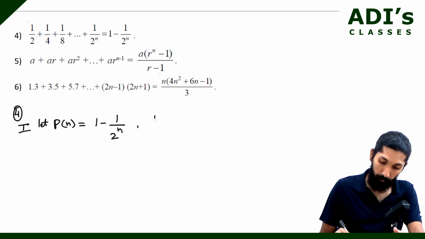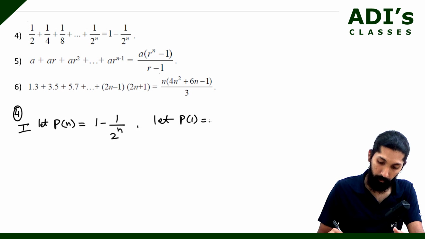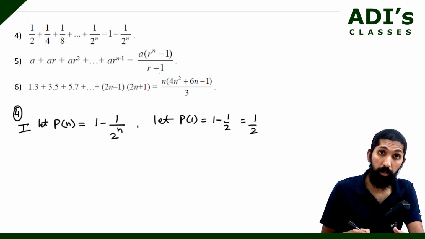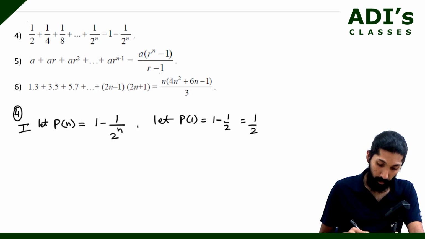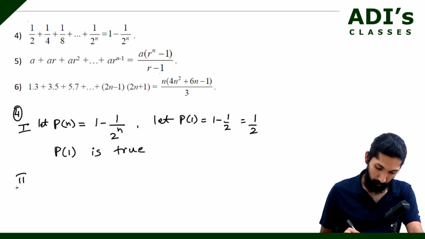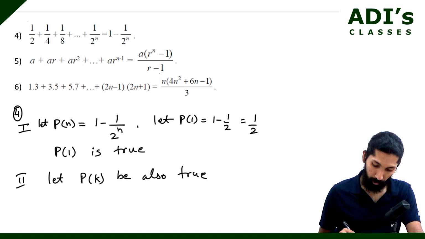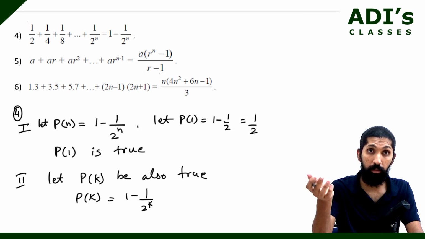Then let p of 1, so p of 1 will be equal to what? So p of 1 will be 1 minus 1 by 2, which is nothing but 1 by 2, which is the first part or the first term you can say. So you can say that p of 1 is true, correct? Now we'll do the next step. Let p of k be also true, and p of k is given by 1 minus 1 by 2 to the power of k, correct? So let's start with the third step now.